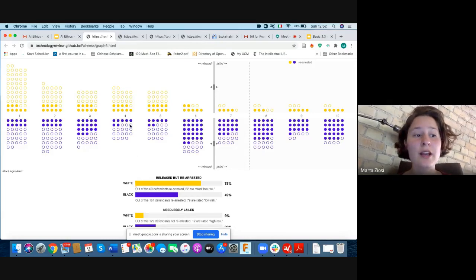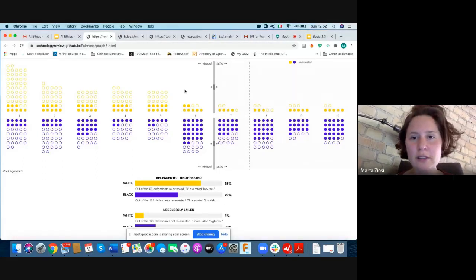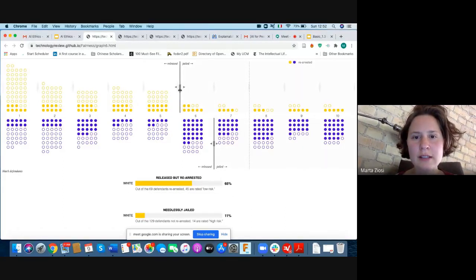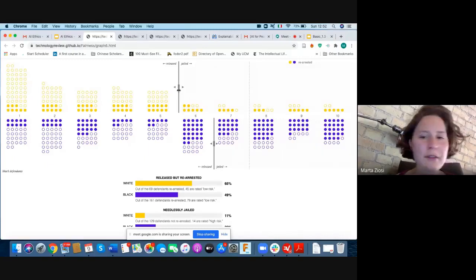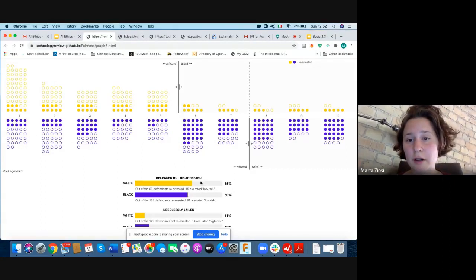But then we had a good suggestion in the chat, which is 5 and 6 for white. So I'm just going to try that, between 5 and 6 for white and 7 and 8 for blacks. Now the rates look much more similar, okay? So 5 and 6, right?